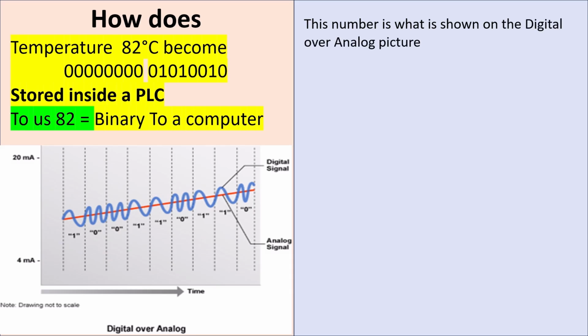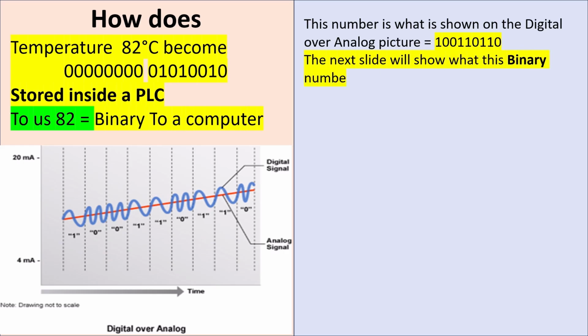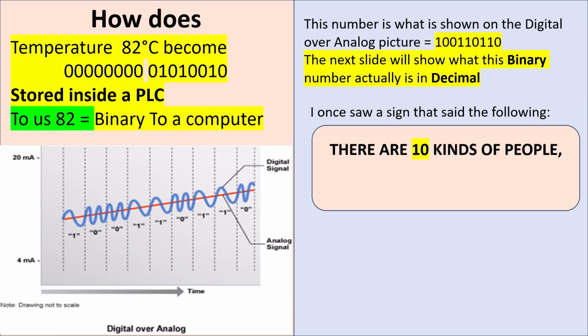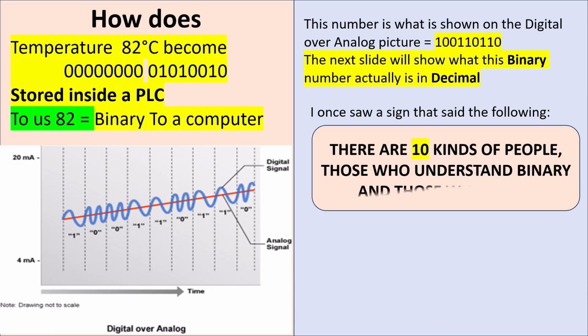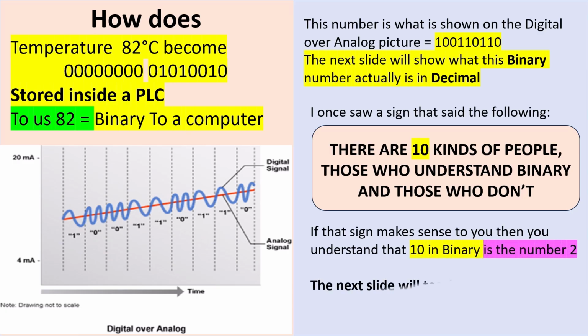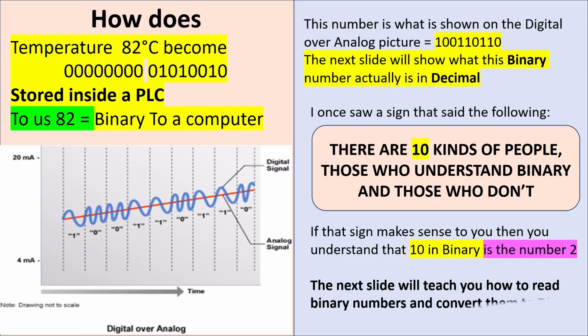If you see that drawing there of a wave with a number underneath it, this number is what is shown on a digital over analog picture. The next slide will show what this binary number actually is in decimal. Once I saw a sign that said the following: there are 10 kinds of people, those who understand binary and those who don't. If that sign makes sense to you, then you understand that 10 in binary is the number 2. The next slide will teach you how to read binary numbers and convert them to digital values.